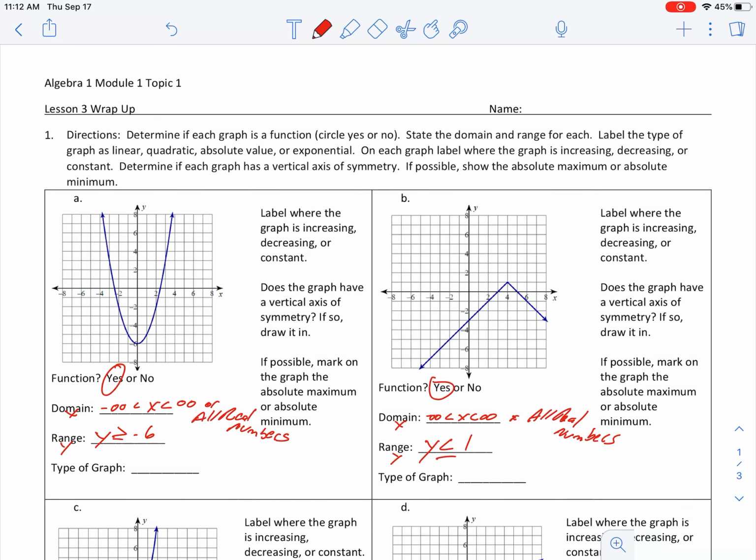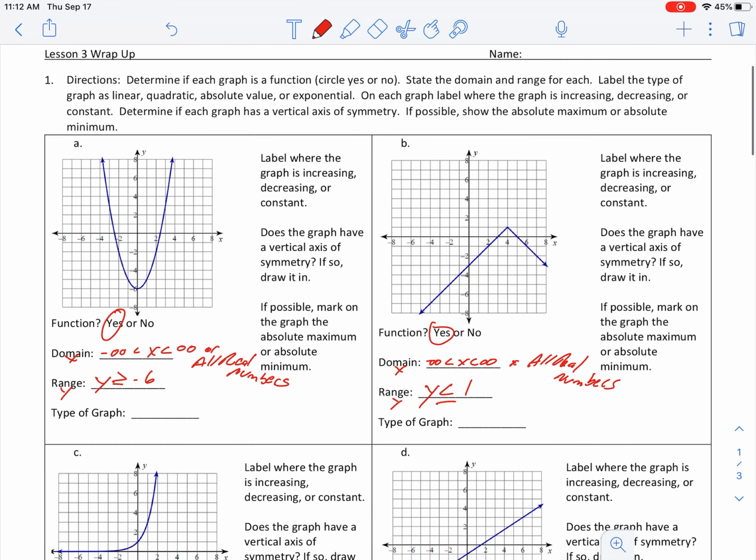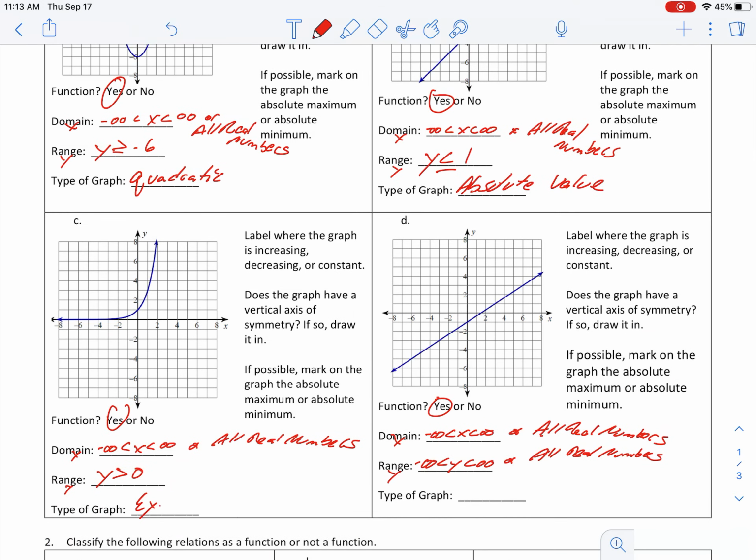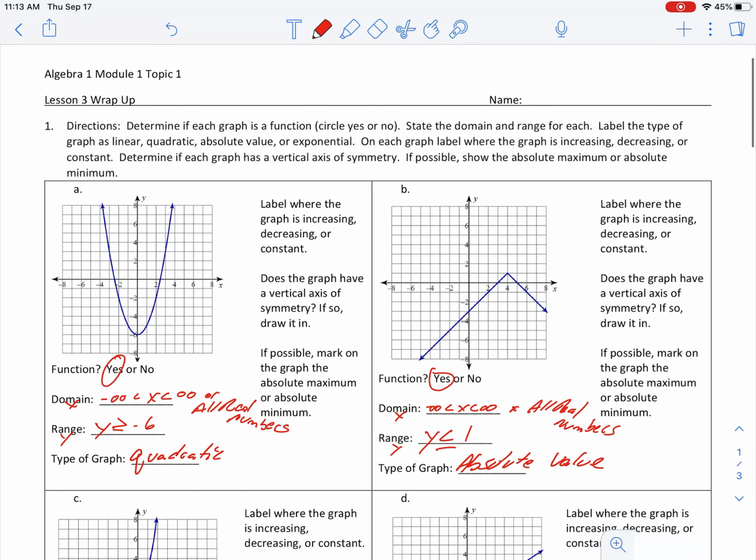Now, the next piece says, label the type of graph as linear, quadratic, absolute value, or exponential. U-shaped graphs are quadratic. V-shaped graphs are absolute value. Curved shaped graphs are exponential. And lines are, well, linear.